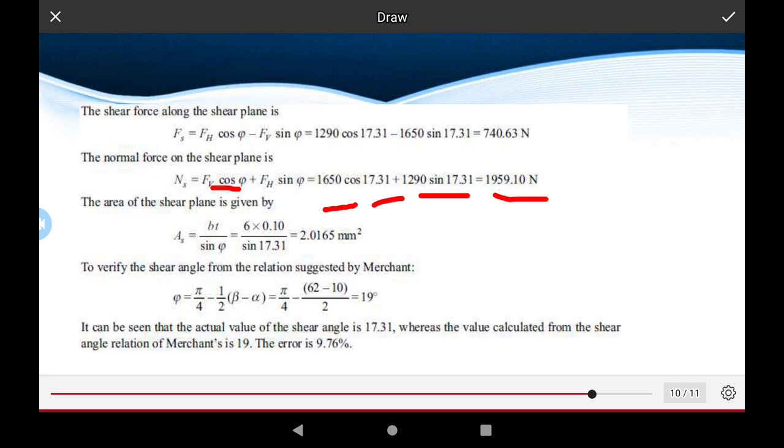The area of the shear plane is given by As equals b t upon sin phi. The values of b and t are also given.